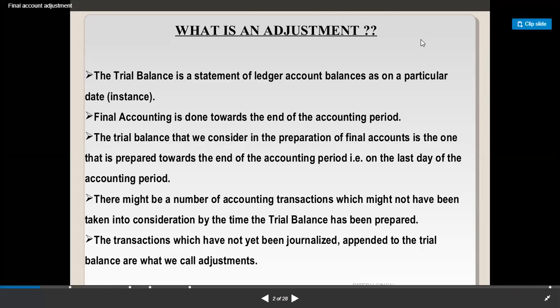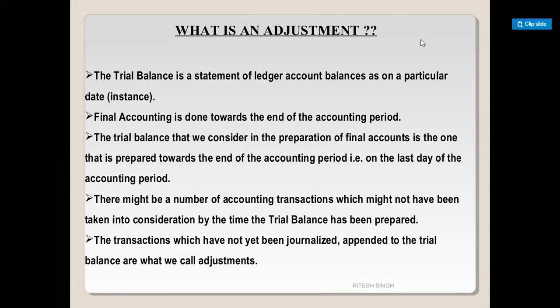What is an adjustment? The trial balance is a statement of ledger account balances as on a particular date. Those particulars which are remaining, or any financial events that happen after the trial balance is prepared, or the events which are not related to ledger account balances, are considered as adjustments.